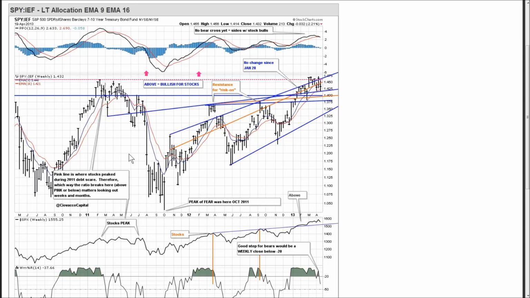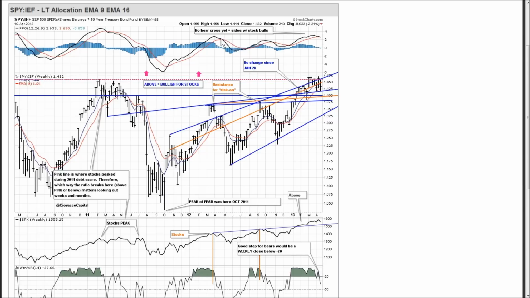Quick update to a chart we've reviewed several times over the past few weeks. This is SPY risk on relative to IEF, intermediate treasuries, risk off. Point of the exercise, the ratio here closed at the exact same level that it closed at back on January 28th, which says stocks, SPY, relative to intermediate term treasuries, stocks versus bonds, has been a draw since January 28th. And that tells you that bullish or risk on momentum is waning.